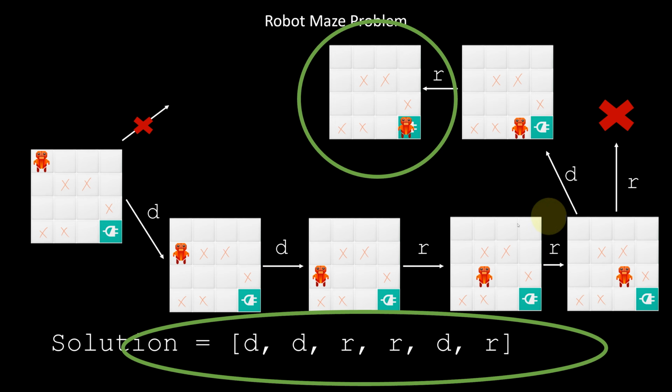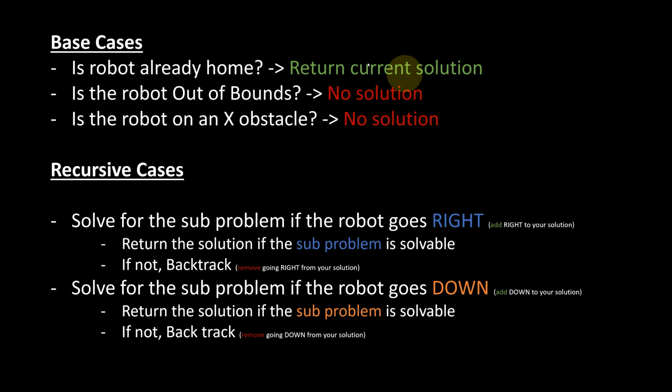Let's go back to our slide and look at the base cases. So now that we have this outline, it's actually really easy to code it up because we already have the outline here and it tells us exactly how to code it. All right, let's start with the base cases. Is the robot already home?